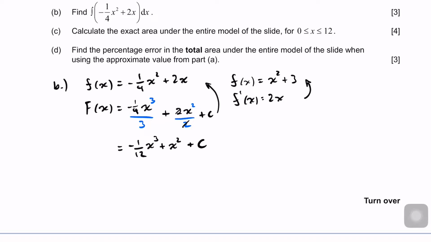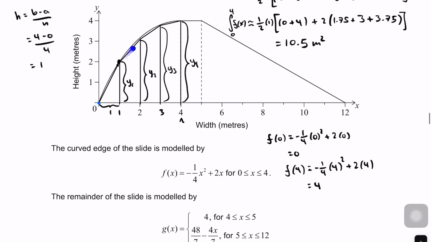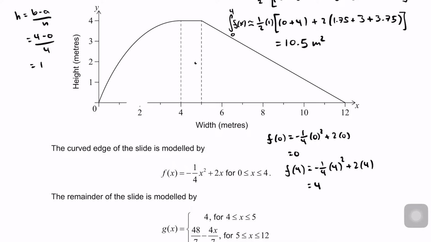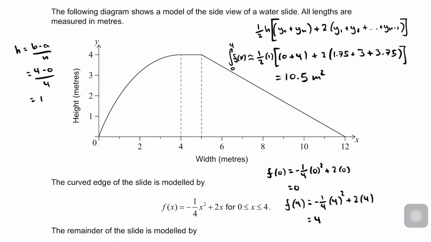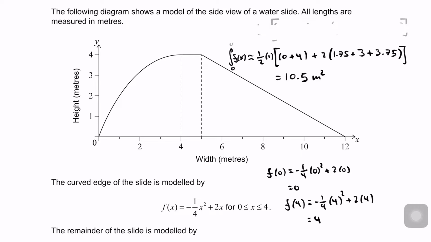Calculate the exact area under the entire model of the slide from x greater than or equal to 0 and less than or equal to 12. So we want to do the exact area, so we don't want to use the trapezoid rule anymore. We want to write out an integral for the exact area, and then we can find this area and this area if we want. So let's go ahead and do that. I'm going to clear this up, and I think I might clear all of this and then use it as the canvas. Okay, I think that will be good.